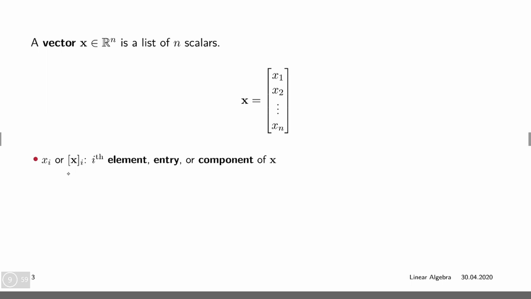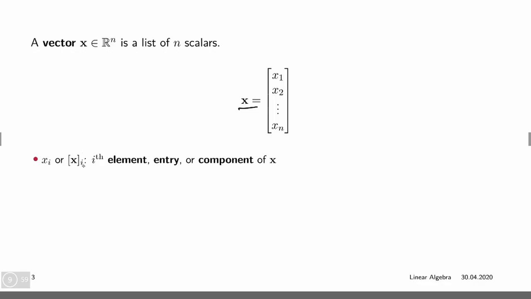There's a second way to index the elements. That's by using the bold letter, which is the notational convention for vectors, whereas the italic letter x is the notational convention for the scalar. If we use the vector notation, then we would put this into square brackets and put the index outside the square bracket. Both of these things mean the same thing.